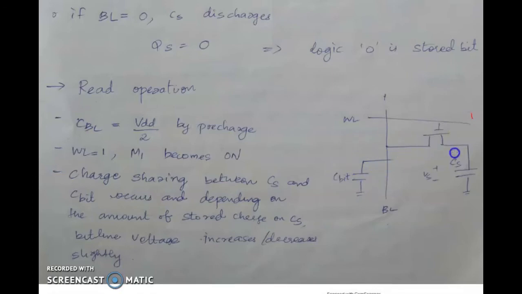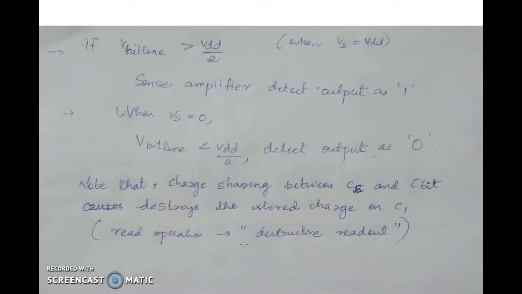What happens? The current will flow through these two capacitors until the voltage across these two capacitors becomes the same. This process is called charge sharing. After charge sharing, the voltage across this capacitor and the voltage across this capacitor will be the same. Depending upon the amount of stored charge on CS, the bit line voltage either increases or decreases slightly.